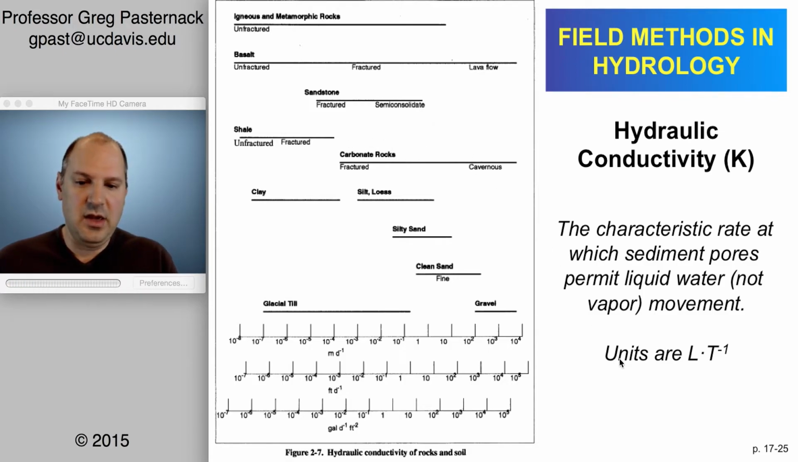Also, you can see that the hydraulic conductivity in units of meters per day has dramatic variation. It goes from 10 to the minus 8 up to 10 to the 4th. So that's 12 orders of magnitude. And you can imagine that that would be very hard to precisely estimate. And it's a variable that groundwater prediction would be highly sensitive to.